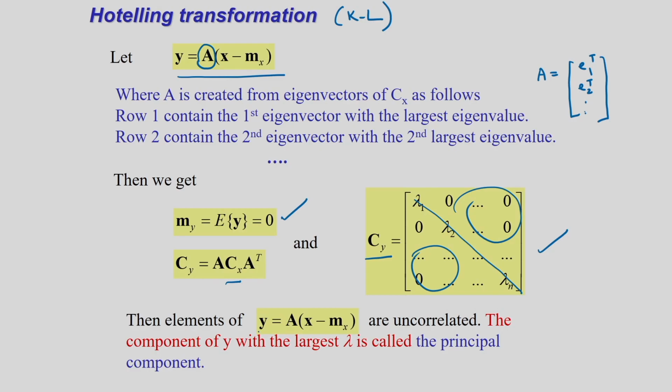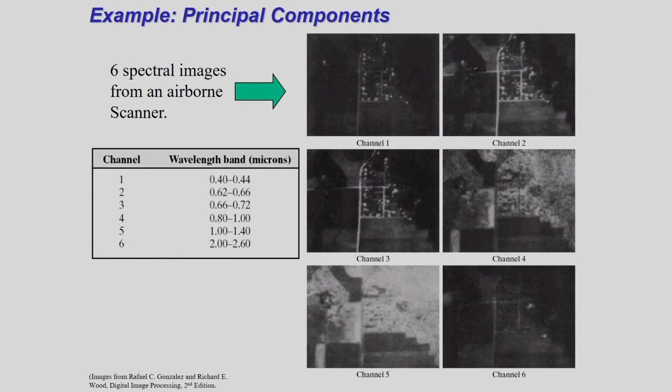So that means the elements of Y are uncorrelated. That is, the transformed data will be uncorrelated. The component of Y with the largest lambda, where lambda is the eigenvalue, is called the principal component. So by using this method, the Hotelling transformation, or the KL transformation, or I can consider it as PCA, the principal component analysis, how to represent an image.